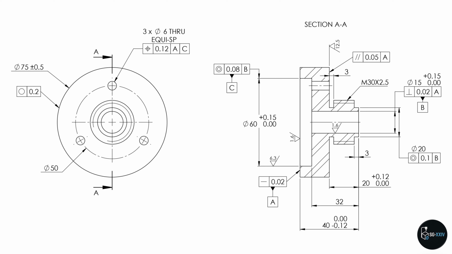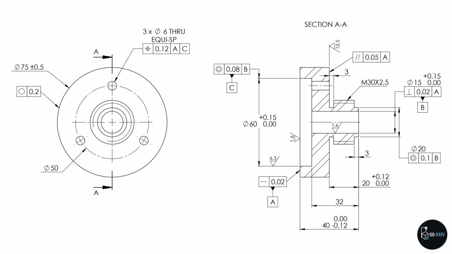The 20 mm step is controlled by a concentricity tolerance of 0.1 mm relative to datum B, ensuring that the step is concentrically aligned. The dimension 40 mm has a unilateral tolerance of minus 0.12 mm, meaning it can be shorter by up to 0.12 mm but not longer than 40 mm. The 20 mm shoulder is given a plus 0.12 mm tolerance, allowing additional material.